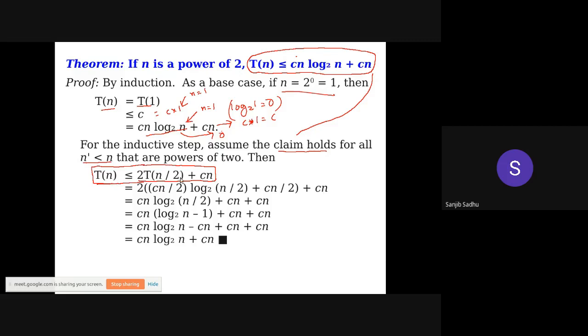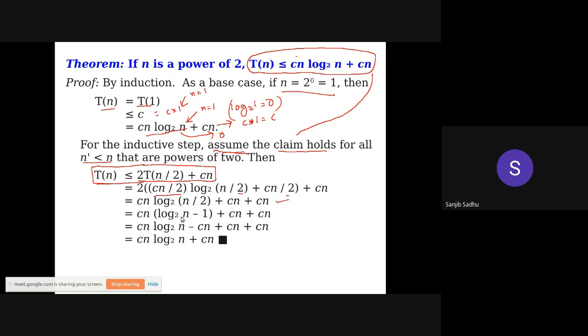Clear? Now by the induction assumption we can apply this, because we have assumed that this claim is correct for n less than or equal to n. So this n by 2 is also less than n. So I am applying this. You write Cn by 2, where Tn is Cn log n plus Cn. So I am writing Cn by 2 log n by 2 plus Cn by 2. Fine. Now the 2s will cancel out. This will be the next step.